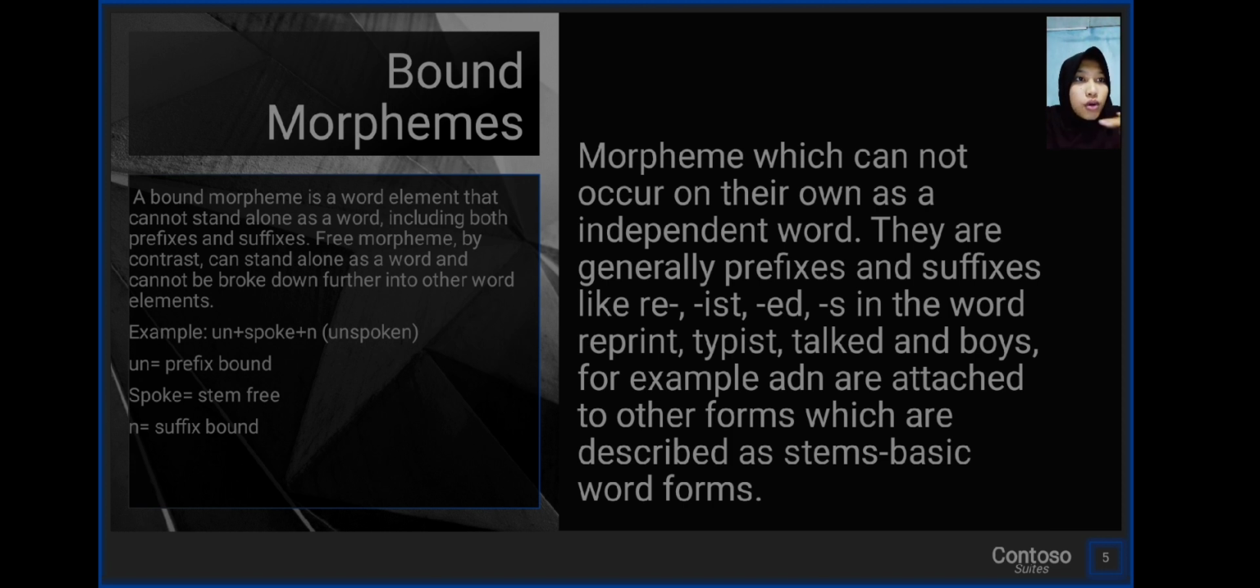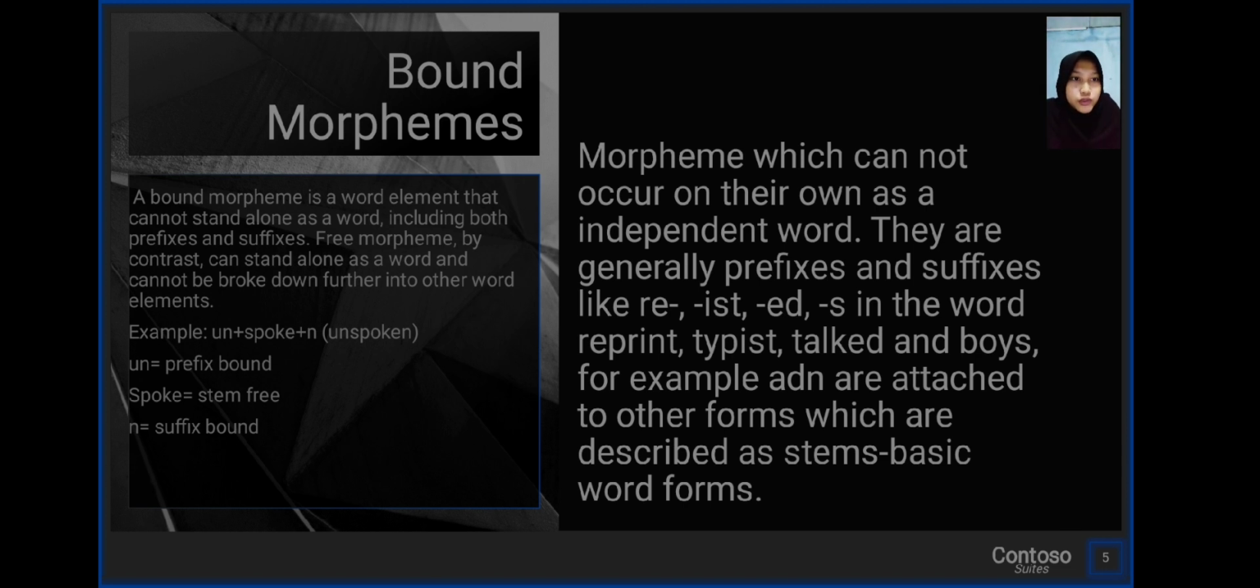And bound morphemes are morphemes which cannot occur on their own as independent words. They are generally prefixes and suffixes like re- and -ist, as in the words reprint, typist, and talker, for example, and are attached to other forms which are described as stems, basic word forms.